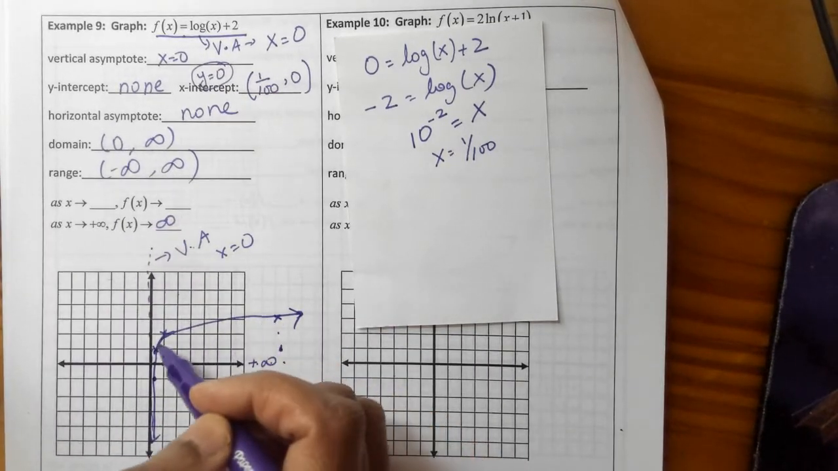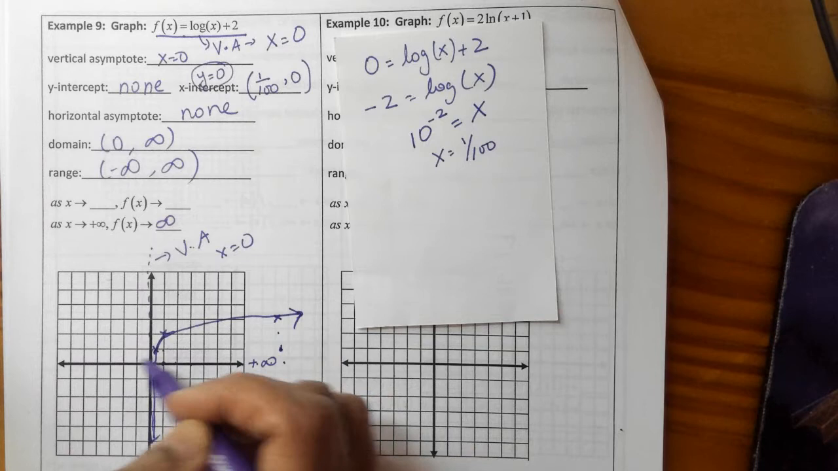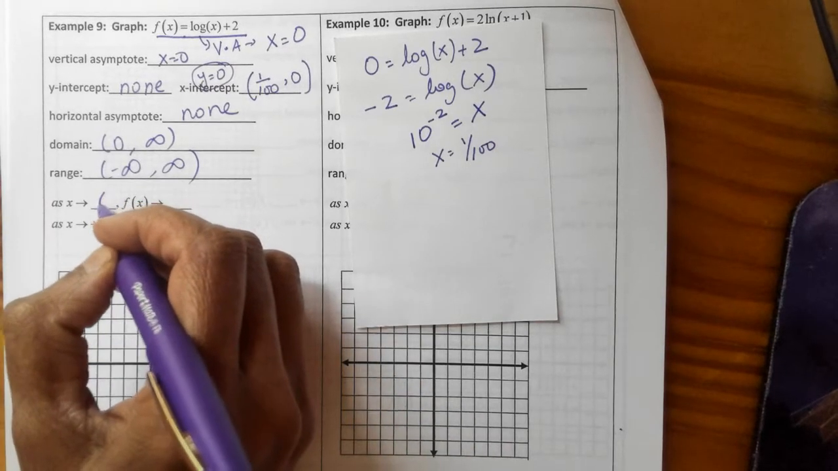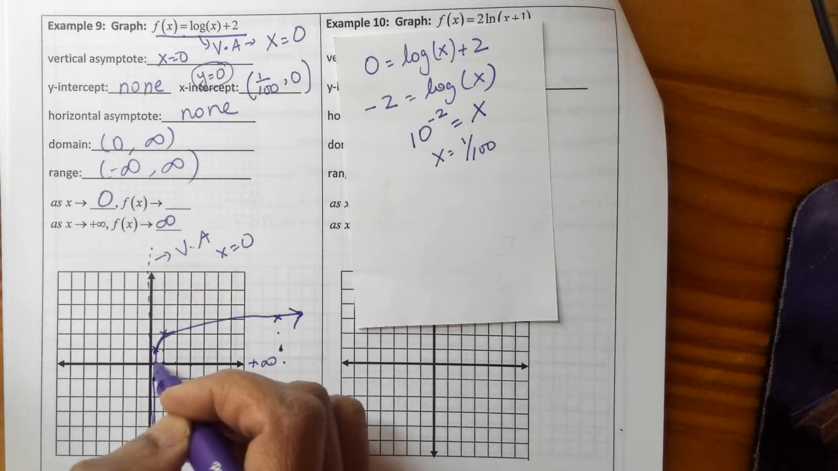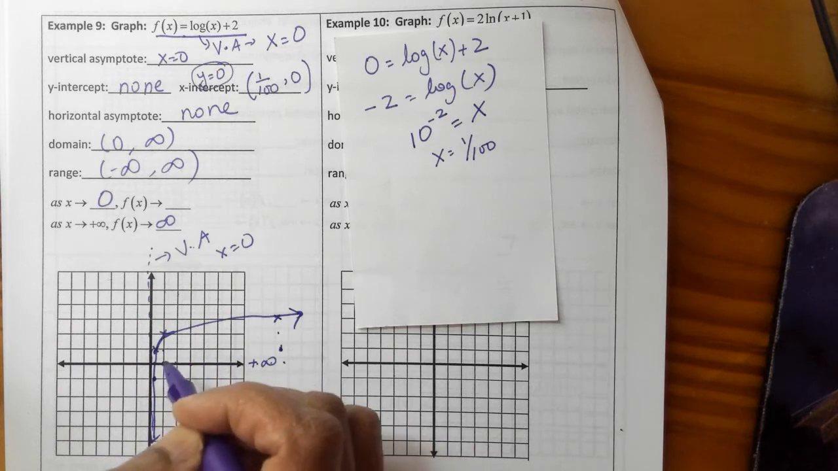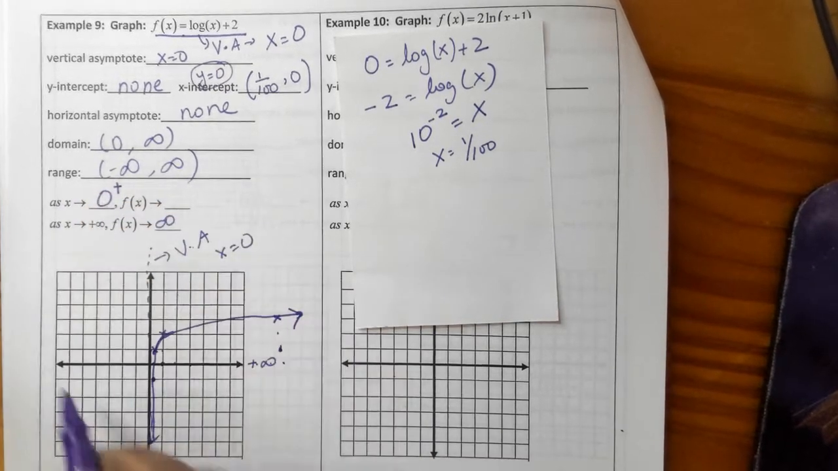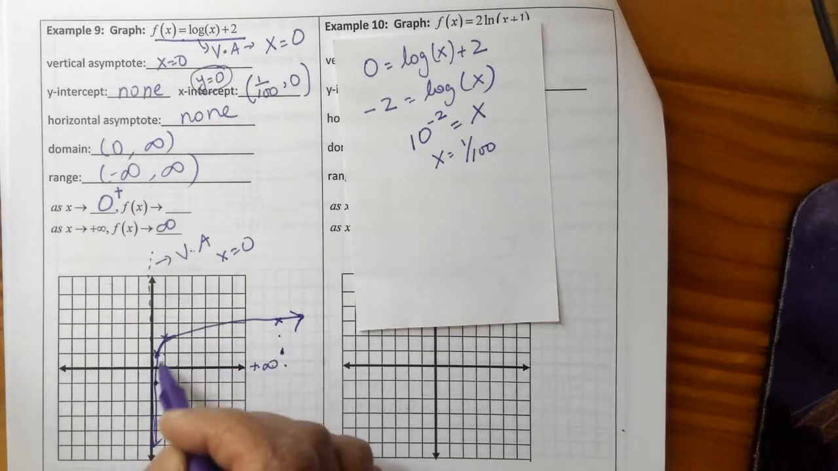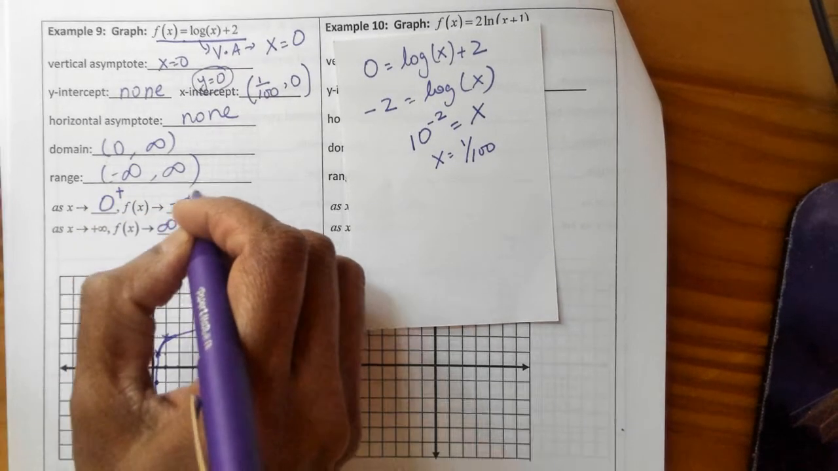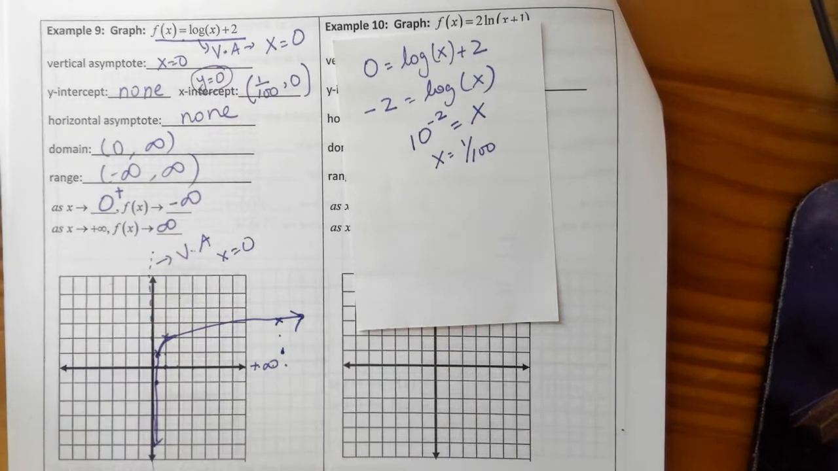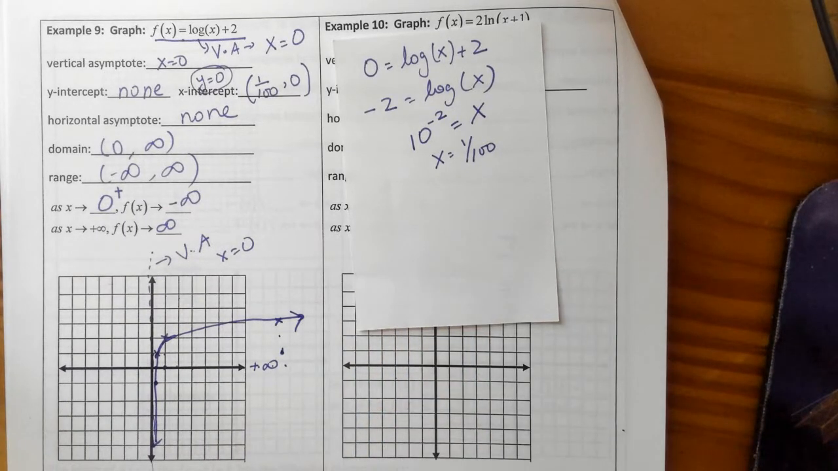As x is going towards, I cannot say negative infinity because x is not crossing the 0. So I'll have to say as x is going towards 0 from the positive side, because we're approaching it from the positive side. So I'll say 0 plus, not from the negative side. My y is going down, so that's going to be negative infinity. There, I filled in all the values.